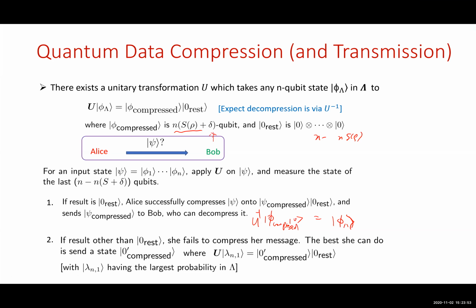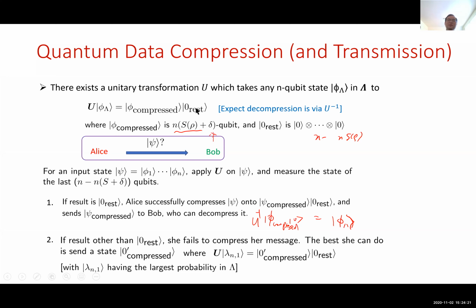I have a question. So if the actual state is not in the typical space, can it still get an all 0 result with some probability? No, that's the design. That's the design of this unitary. You transform that to this 0, and the rest would be compressed.